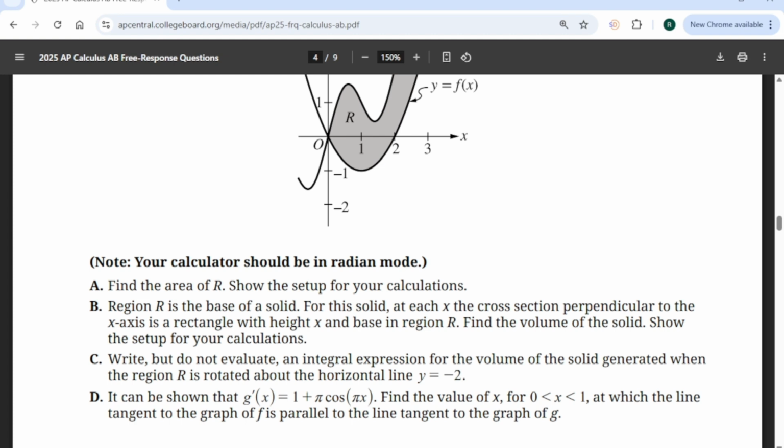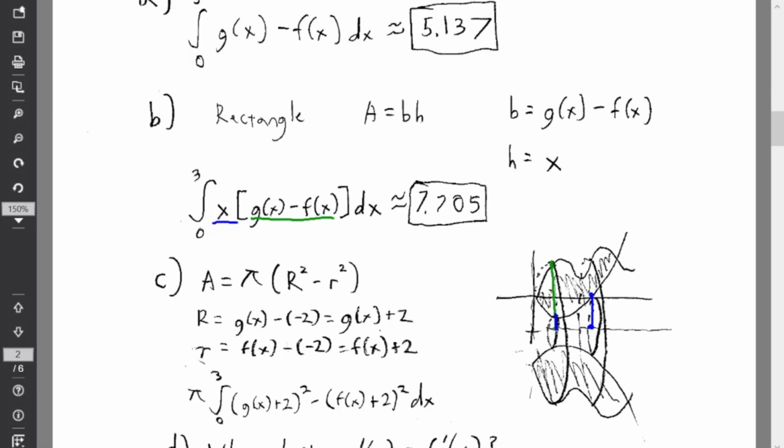So if we see the question talking about tangent lines, hopefully your mind jumps right away to we're asking about f prime and g prime. And if we are looking for the tangent lines to be parallel, we remember that parallel lines, their slope should be the same. So if we want the same slope, we want the derivatives to be equal.